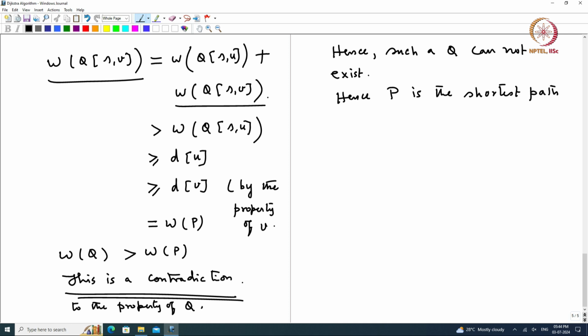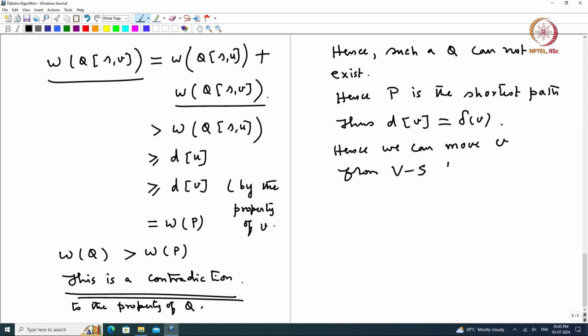It is not only a shortest special path, it is also the shortest path in the entire graph. Thus, d of V is in fact delta V. Hence, we can move V from V minus S to S.